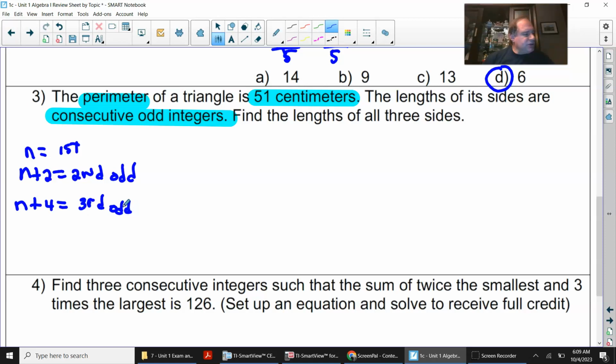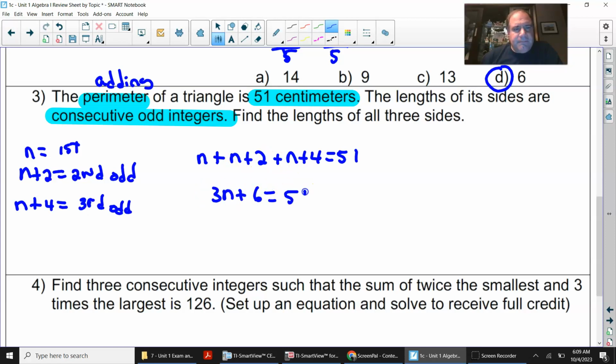You don't really need this to say that it has three sides. It has three sides because it's a triangle. So the lengths of the sides are consecutive odd integers. Since it's perimeter, you're adding. So you have n plus n plus 2 plus n plus 4, and that equals 51. 1, 2, 3, 3 n's plus 6 equals 51.